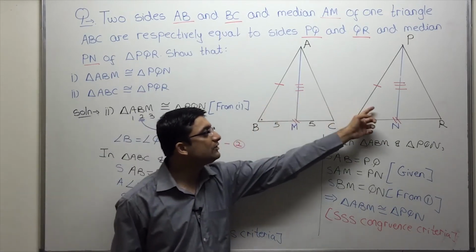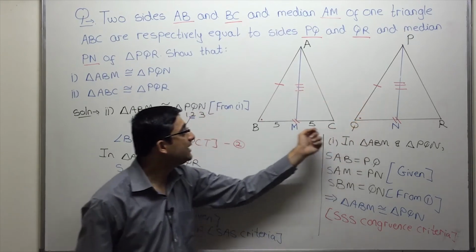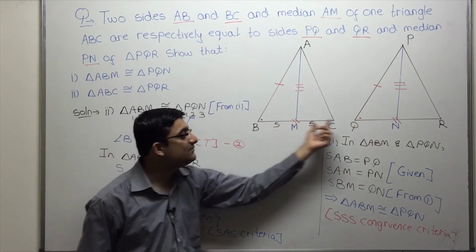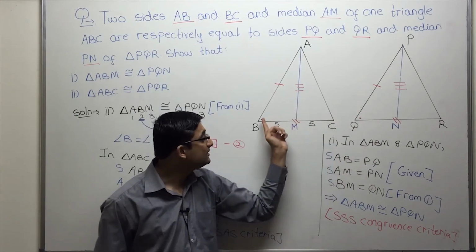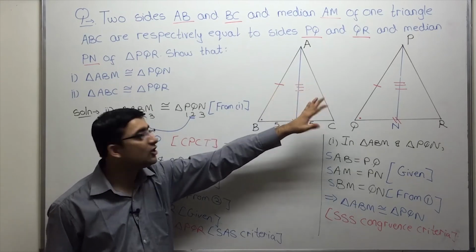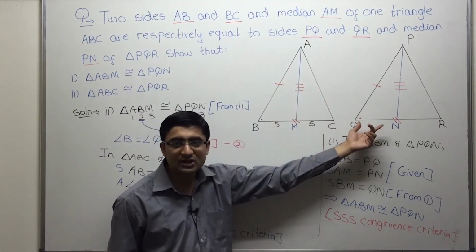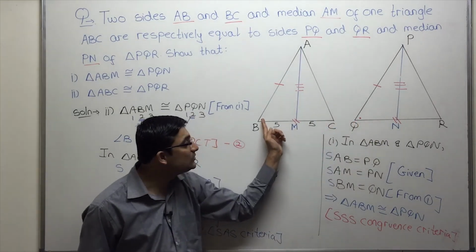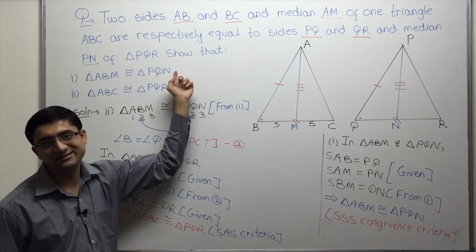We want to show these two triangles to be congruent. This is equal to this is equal to this. Now, we previously saw BM is equal to QN. So by SSS criteria, the two triangles are congruent. Therefore, these two angles are equal. Now we have to prove the two big triangles to be congruent. AB is equal to PQ, BC is equal to QR. Two corresponding sides are equal and the included angle is also equal. How did we get this? CPCT from the first part.